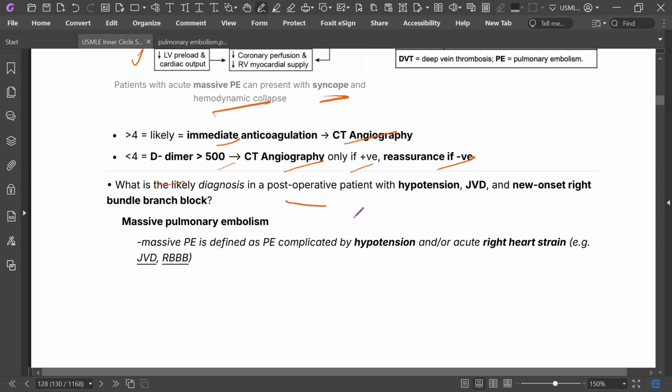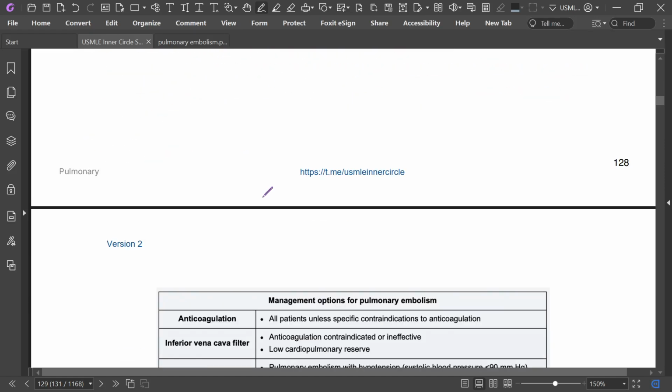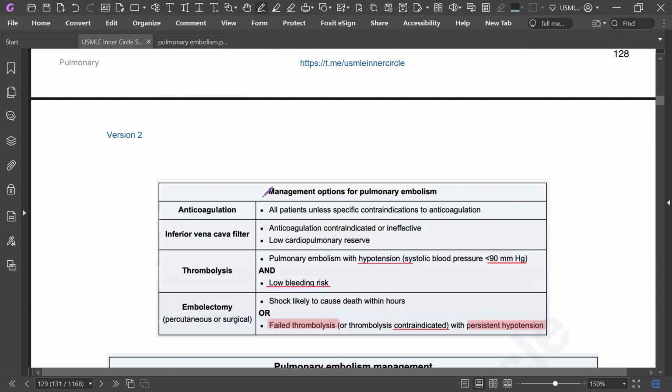What is the likely diagnosis in a post-operative patient with hypotension, JVD, and new onset bundle branch block? That is massive pulmonary embolism. Massive PE is defined as PE complicated by hypotension and or right heart strain: JVD, right ventricular bundle branch block.